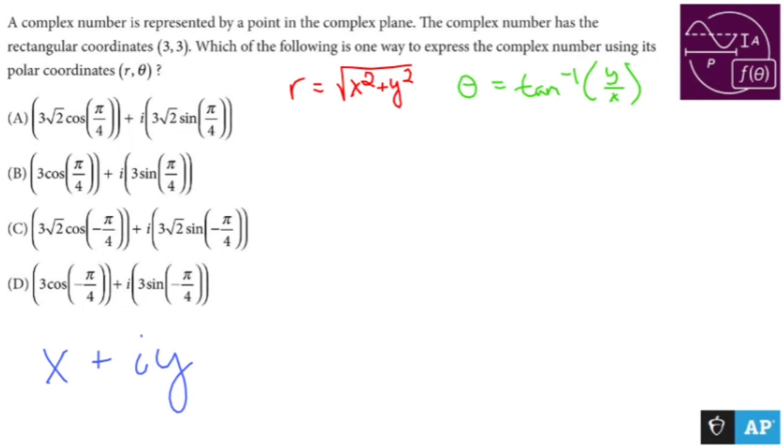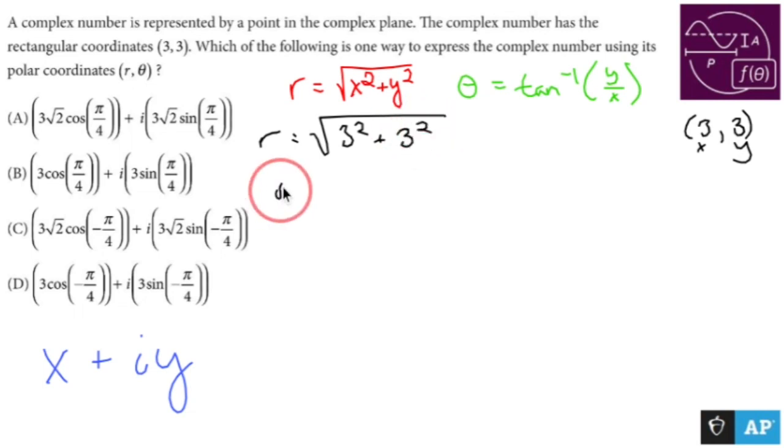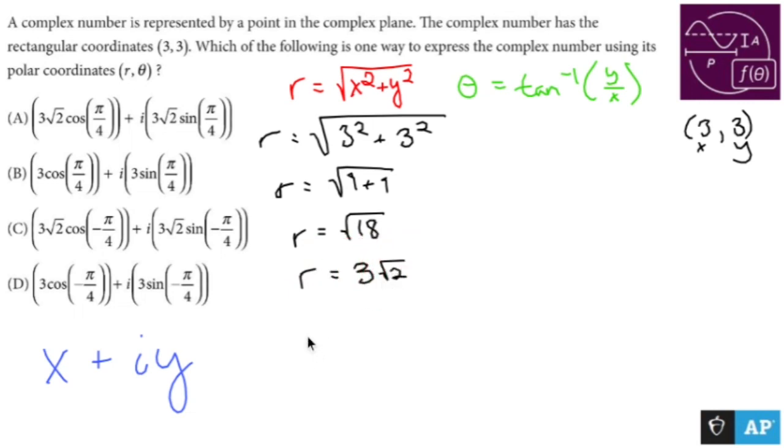So let's do some labeling. I have 3, 3. I'll put that over here. And so 3 is an x, and 3 is also a y. Happy day. So my r is going to be the square root of 3 squared plus 3 squared, which is the square root of 9 plus 9, which is the square root of 18. And this is the same thing as 9 times 2. So rip out that 9 and make it 3 root 2. So there's my r.